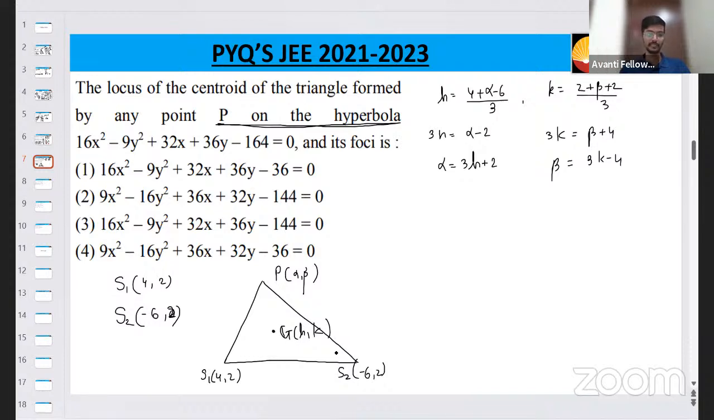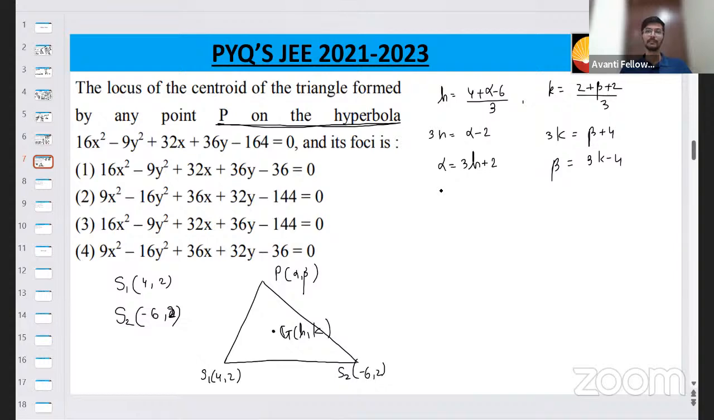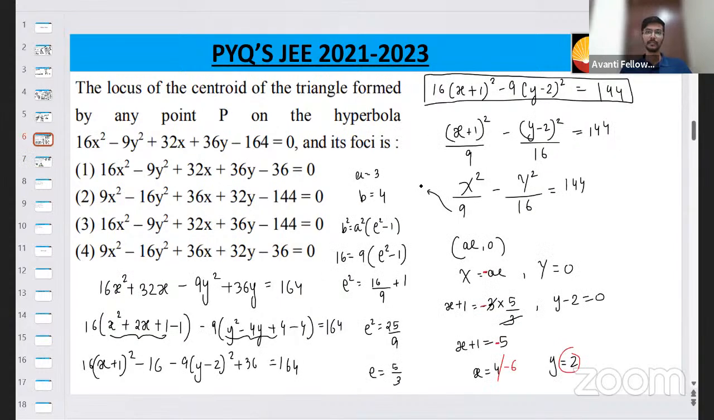Correct? So let us substitute these points in the equation. So what will I get? Not this equation, guys. We'll substitute it in this one. No, rather this one. This will be much better. Where x is, what do we have to put? 3h plus 2. So what will I get?